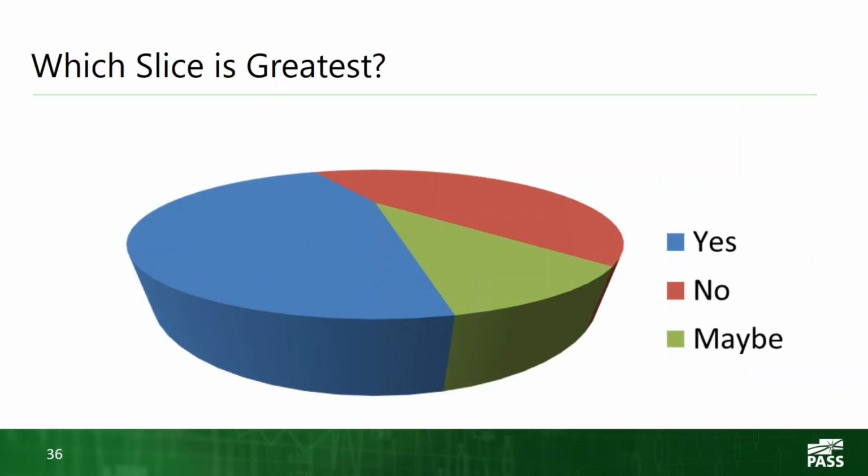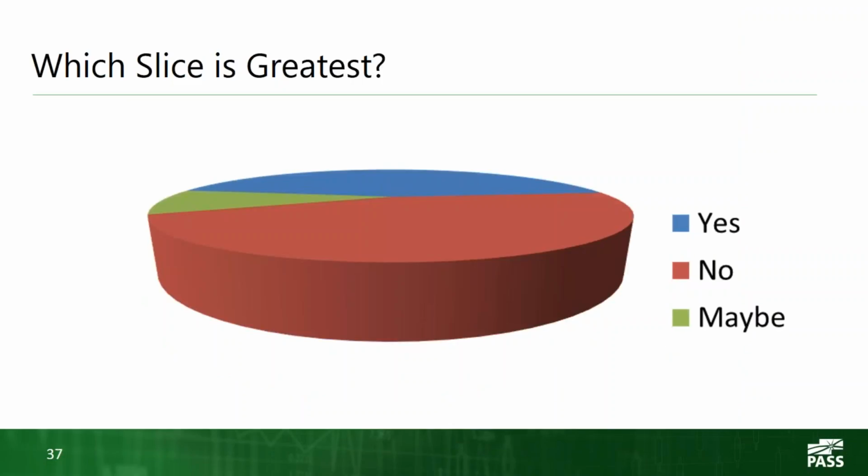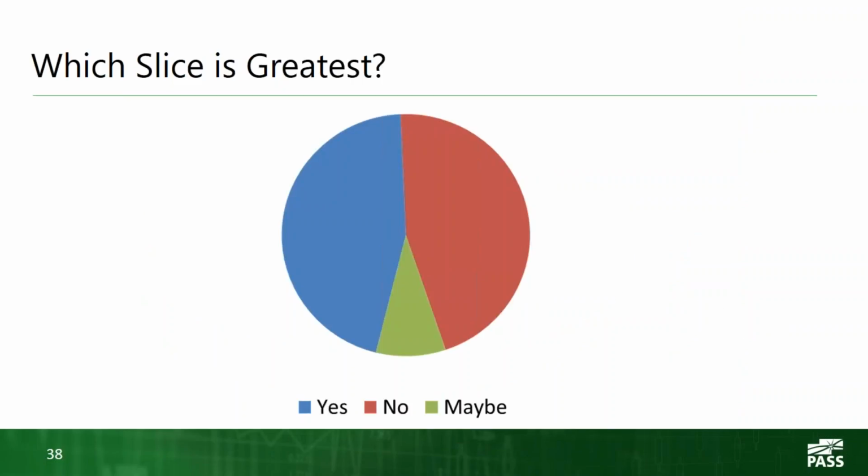So let's talk about 3D here. Let's take a look at this pie chart. Which slice is greatest to you? We probably all, hopefully, said yes. How about now? Well, now it looks like that red one, the no, is greater. And how about now? Well, if we remove that 3D, we actually see that they are the exact same.